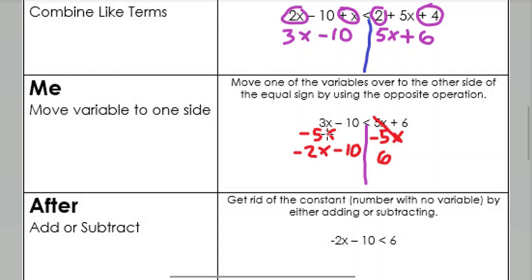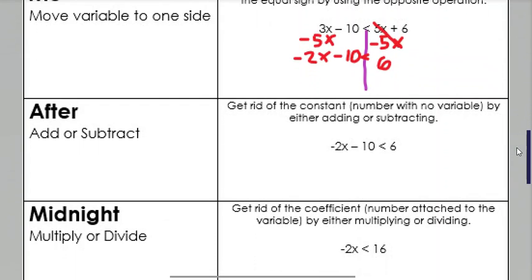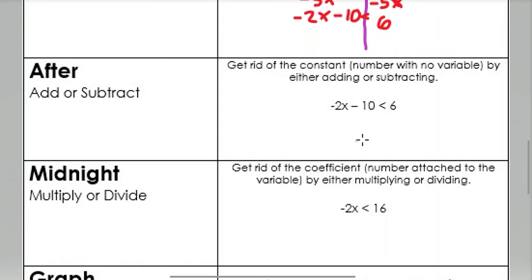I can only subtract that 5x from the 3x because these are the like terms. I can't combine it with that 10, because that 10 doesn't have an x. So that leaves me with negative 2x minus 10 is less than 6. Alright, so now it's a two-step inequality. So now I'm going to add or subtract. I still have my wall here, and I'm going to add or subtract.